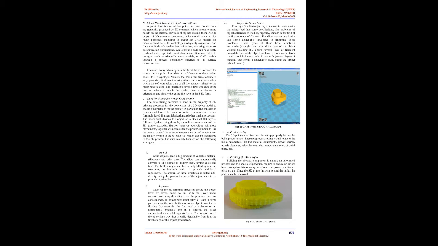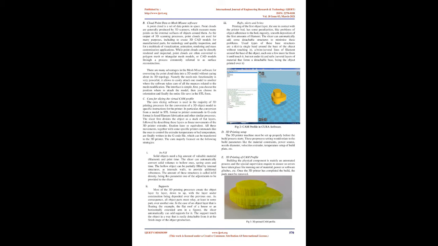Cura for slicing the virtual cam profile. The Cura slicing software is used in the majority of 3D printing processes for the conversion of a 3D object model to specific instructions for the printer. In particular, the conversion from a model in STL format to printer commands in G-code format in fused filament fabrication and other similar processes. The slicer first divides the object as a stack of flat layers, followed by describing these layers as linear movements of the 3D printer extruder, fixation laser, or equivalent.